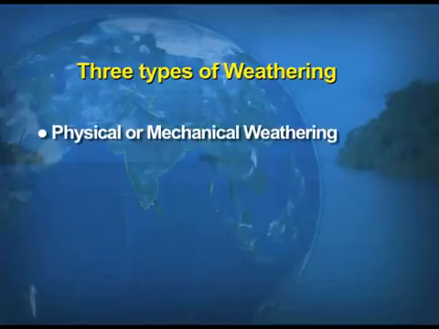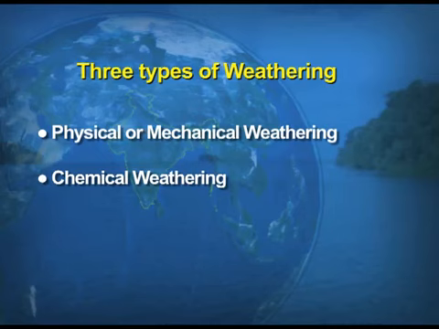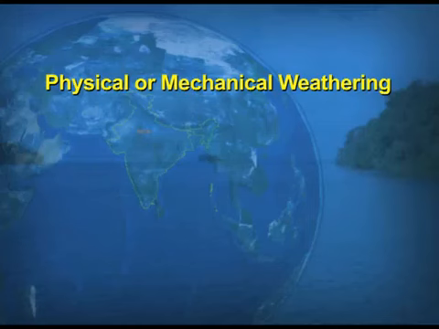Now, we take up the three types of weathering. One is the physical weathering, which is also known as mechanical weathering. Second is the chemical weathering, and the third is biological weathering. Now, what is physical or mechanical weathering? It is the disintegration of the rocks by the mechanical process. The process can be the physical process. So, that is how this is known as physical or mechanical weathering.